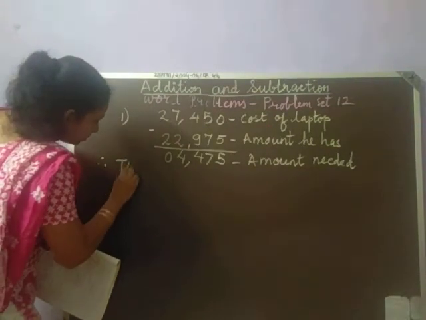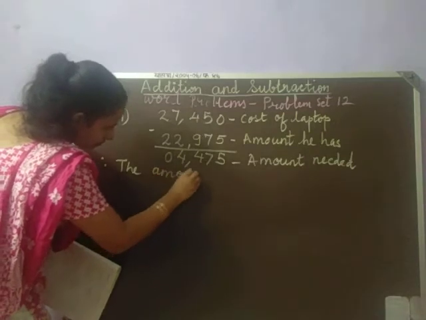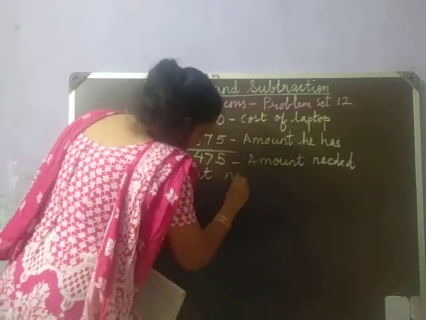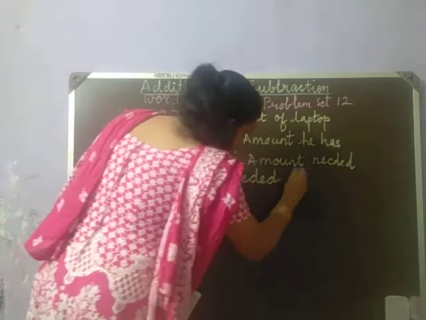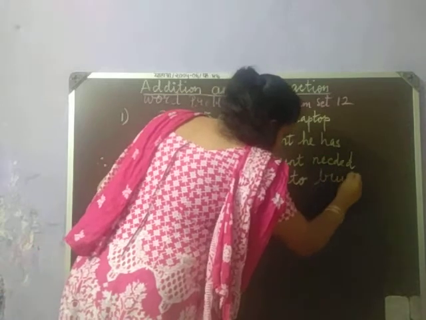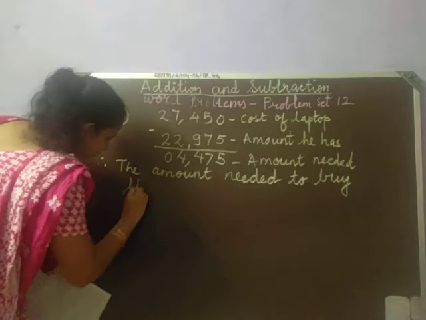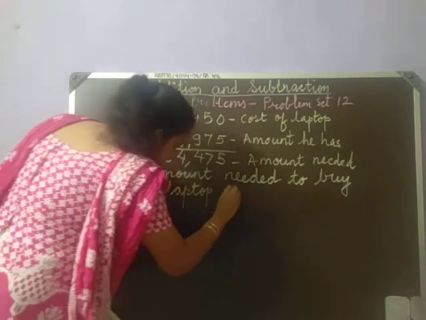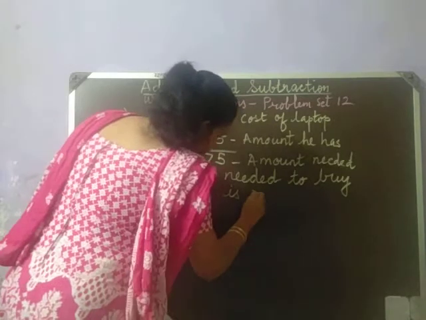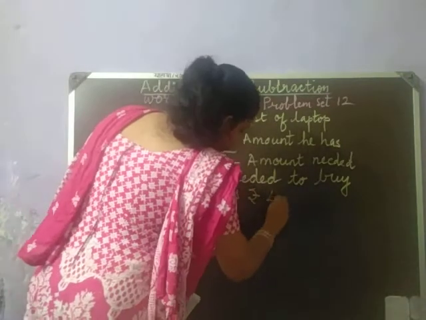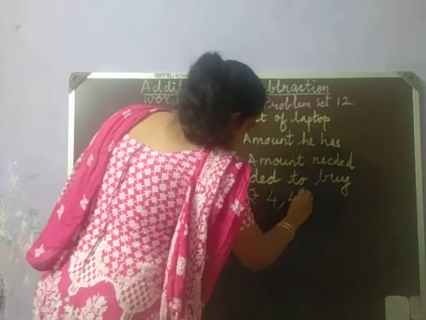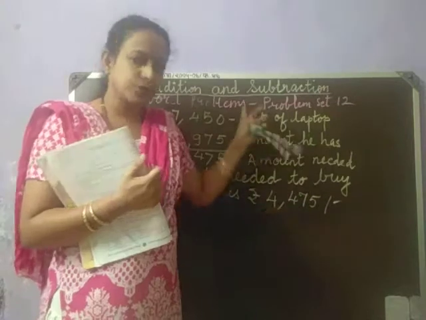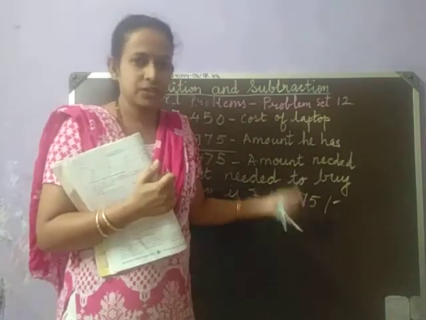Therefore the amount needed to buy the laptop is rupees 4,475 only. Fine. So this is how you are supposed to do the calculation of a subtraction word problem.